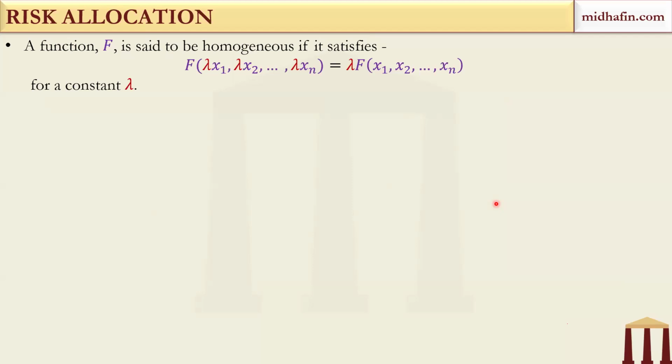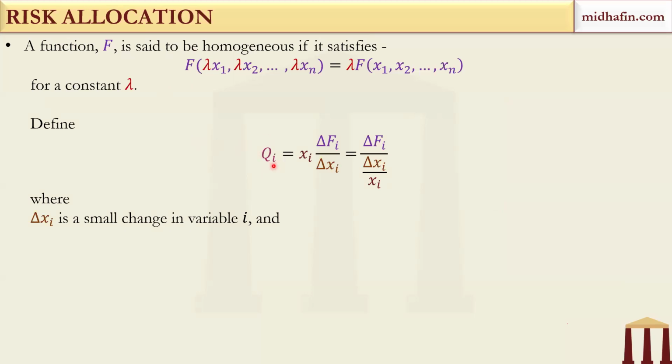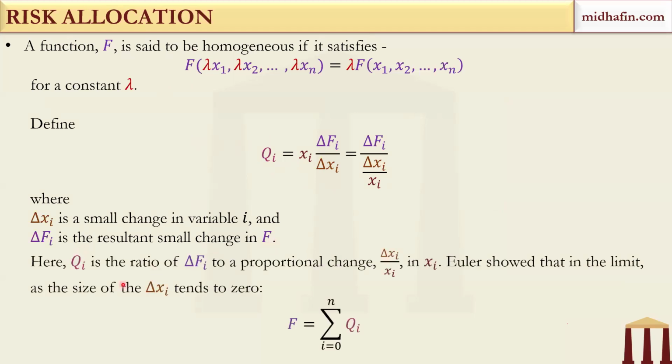Okay, so homogeneous, basically this lambda comes out of the bracket. That's it, nothing else. You define qi equal to xi divided by delta fi divided by delta xi, and of course xi can go in the denominator, where delta xi is a small change and delta fi is the resultant change in f. Here, qi is the ratio of delta fi proportional to a change in this. So it's basically like you can just relate it to duration. Of course, in the duration part, if you remember, it was delta B by B in the numerator, and delta y in the denominator. In this case, it's the opposite actually. The proportional part is in the denominator now.